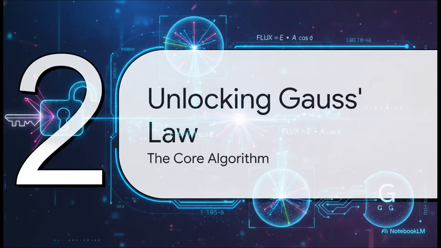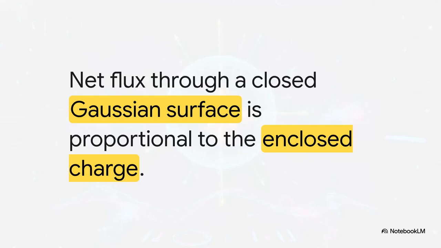All right, moving to level 2, unlocking Gauss's law, the core algorithm. Now, what's incredible here is how this algorithm links that neon flux we were just visualizing directly to the net charge trapped inside. The equation is epsilon naught times phi equals Q enclosed. But in everyday terms, it just means the net flux popping through a completely closed imaginary surface, which we call a Gaussian surface, is directly proportional to the net charge enclosed within it.